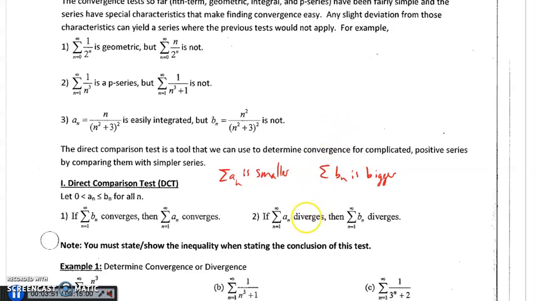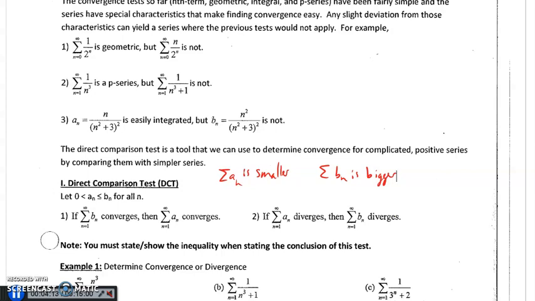Conversely, if the smaller one diverges, then the bigger one diverges. Think about that. If the smaller one is infinite, if the smaller one goes off to infinity, then the bigger one's just going to go off to infinity, right? It's going to go off faster. So this is kind of a conceptually obvious one once you think about it.